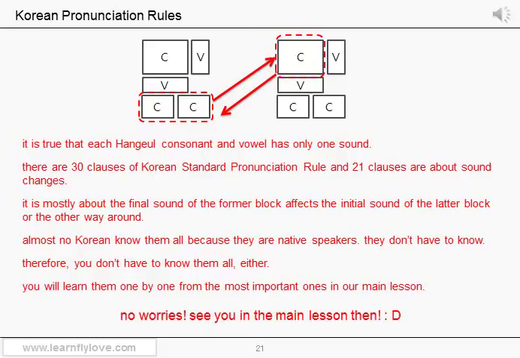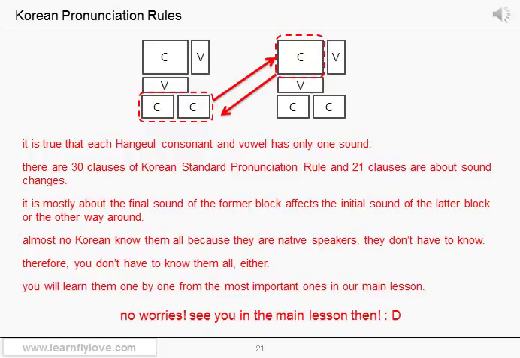The standard Korean pronunciation rule was established to allow certain combinations to be pronounced smoother and easier. But you should also know that there are quite a lot of exceptions, which makes you crazy one more time. There are 30 clauses of the Korean standard pronunciation rule, and 21 clauses of them are about sound changes and consonant clusters. These 21 clauses are about how the final sound of the former block affects the initial sound of the latter block, or the other way around. So it's mostly about the consonants.